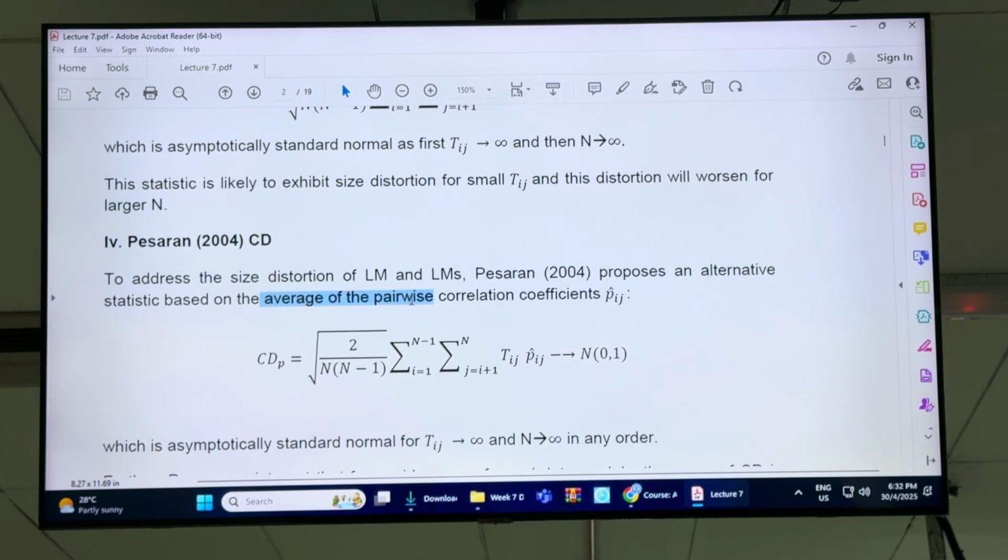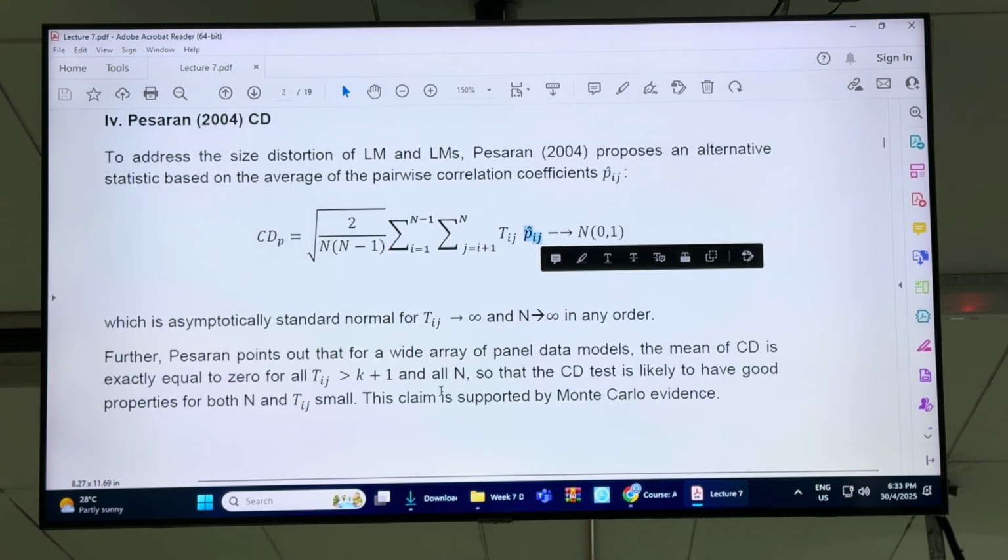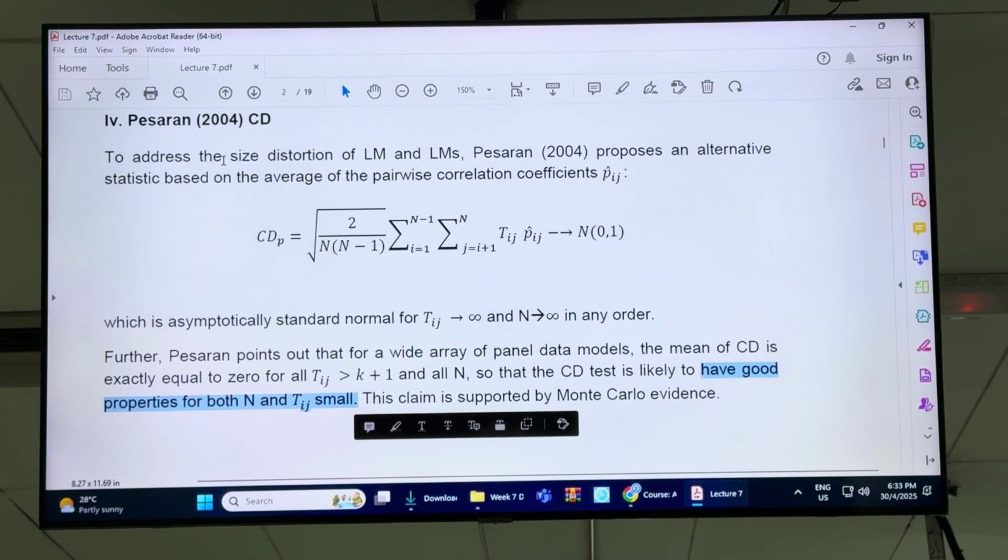They use the average of the pairwise correlation coefficient instead of the original value. They just make some adjustment. They use the average and then form another test statistic. So instead of being based on the original pairwise correlation coefficient, they use the mean. So this test is likely to have good properties even if you have a small N and also a small T. This test came out to solve the issue in the original LM and also the scaled LM.